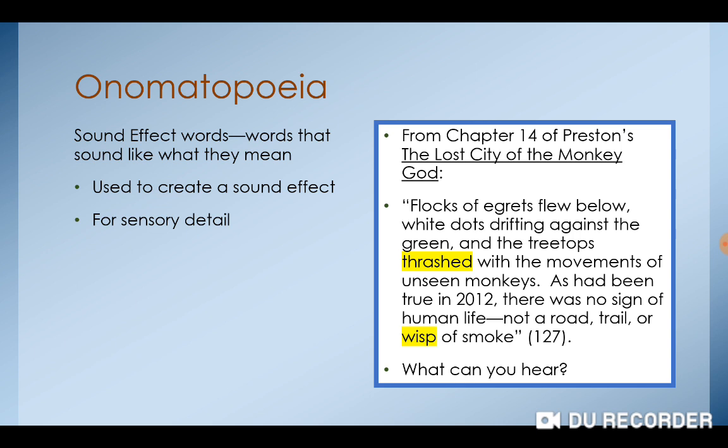So there's two words that I've highlighted in there that are somewhat onomatopoetic. The first one is thrashed, because when something thrashes, that sh sound is made, right? You can hear it. And so that word is a bit onomatopoetic. And then you have the word wisp, which has that sound. And again, that helps you understand the smoke. So they're words that give you sound effects. They're hard to find. In your assignment, I don't think you're going to find too many of those. I really had to search for that example.